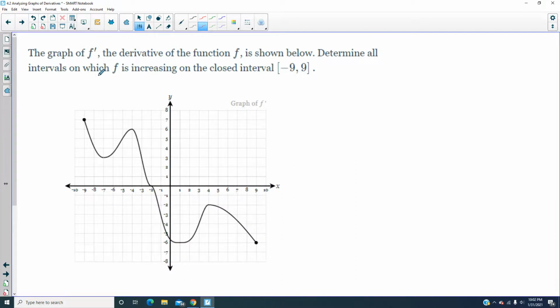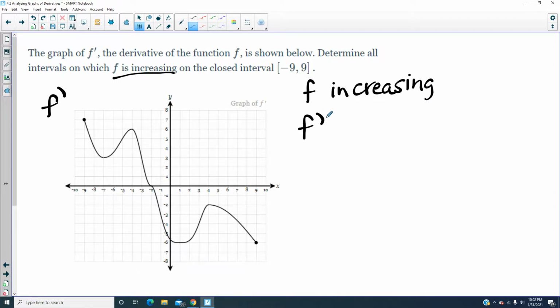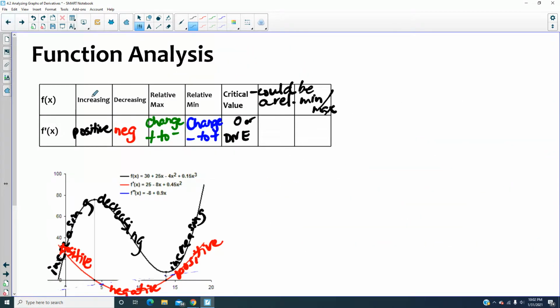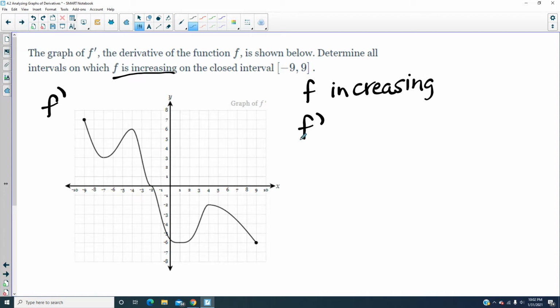Let's try another one. Now we have the graph of f prime. Again, f prime. And this time I'm going to be looking for where f is increasing. So I want to know, when is f increasing? But I don't have the graph of f, I have the graph of f prime. Well, f is increasing whenever f prime is positive. So f is increasing whenever f prime is positive.